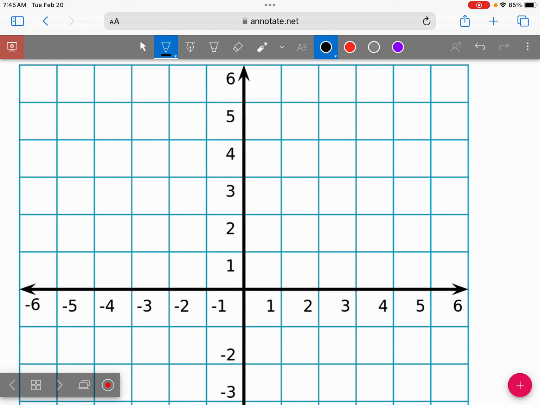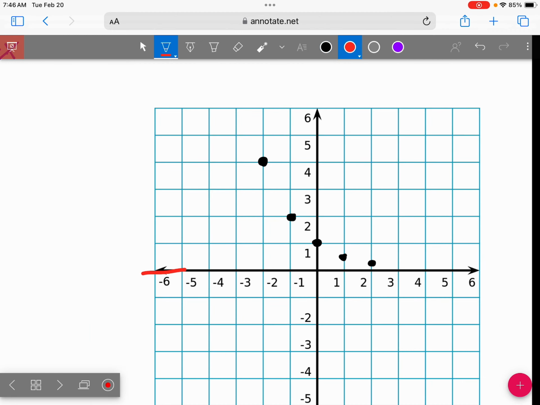So when we plot these up, we're going to wind up with our first decay of the day. -2 at 4, -1 at 2, 0 at 1, 1 at 1/2, and 2 at 1/4. And we're still going to have our asymptote at 0 because this is a parent function still. So it's going to, give me a second, look something like this.